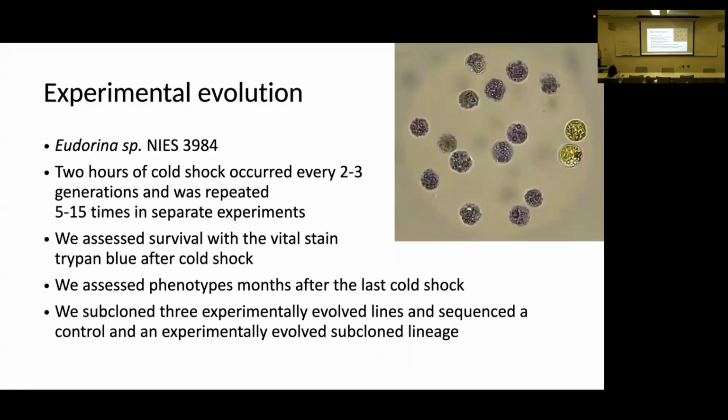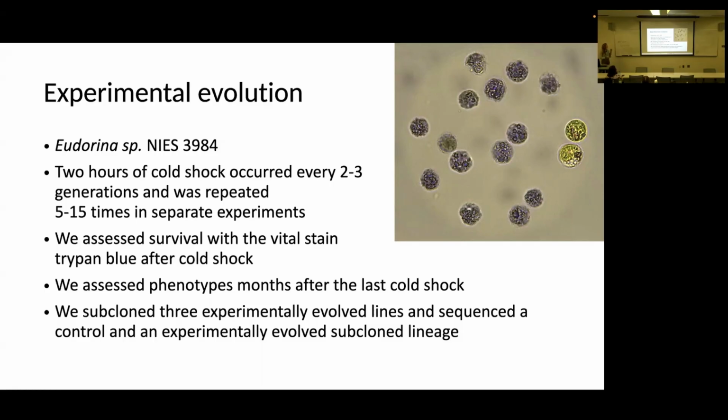So to test this, I've been using experimental evolution. I've been focusing on a species of Uterina called NES 3984, whose genome is sequenced. I subjected it to 2 hours of cold shock, which is my standard treatment that I stumbled upon during my PhD. And I cold shock them for 2 hours every 2 to 3 generations. That's every 4 to 5 days. And I repeated this between 5 and 15 times in separate experiments.